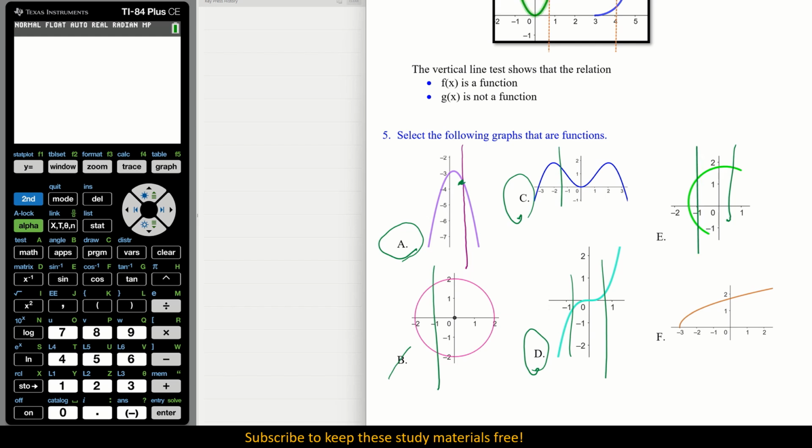Oh, isn't that nice? It captured a line for me. Let's see if I can do it again. It doesn't always work on this thing. Let me see. Nope, didn't do it that time. Either way, that's not a function. Okay, let's see if I can do it for F. And there's my line. Nope. Another line. Nope. But anyway, it is a function. So in this case, A, C, D, and F are functions.